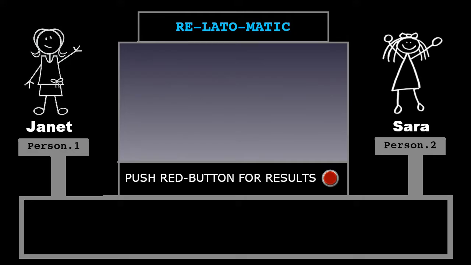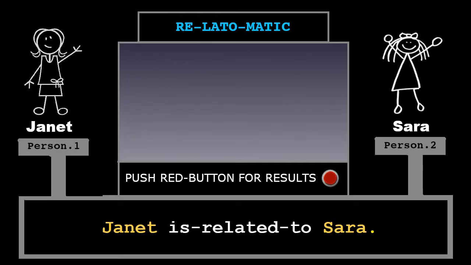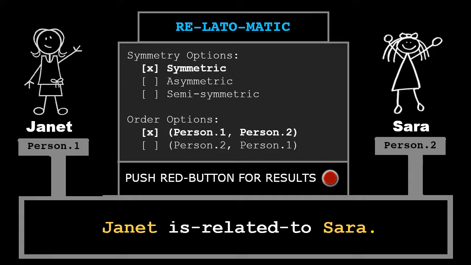We've put two people onto the machine, so let's press the red button. Janet is related to Sarah. While that's true, I suppose we already knew that. Let's open the hood and configure the machine. Nice. This is what we are looking for.